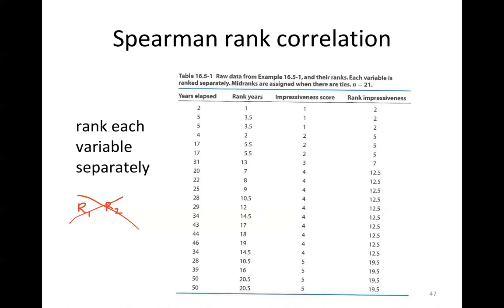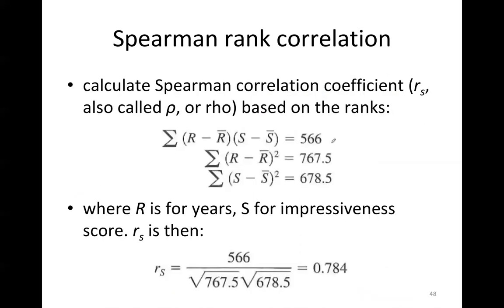And for the impressiveness score, the same. There are a limited number of scores. Then what we do is basically the same thing. We calculate the mean of x, and we calculate the mean of y, and we calculate for each value the difference between that value and the mean of x, and for each y value the mean of y, and we calculate the products of these and the sum of products, and that's this 566.